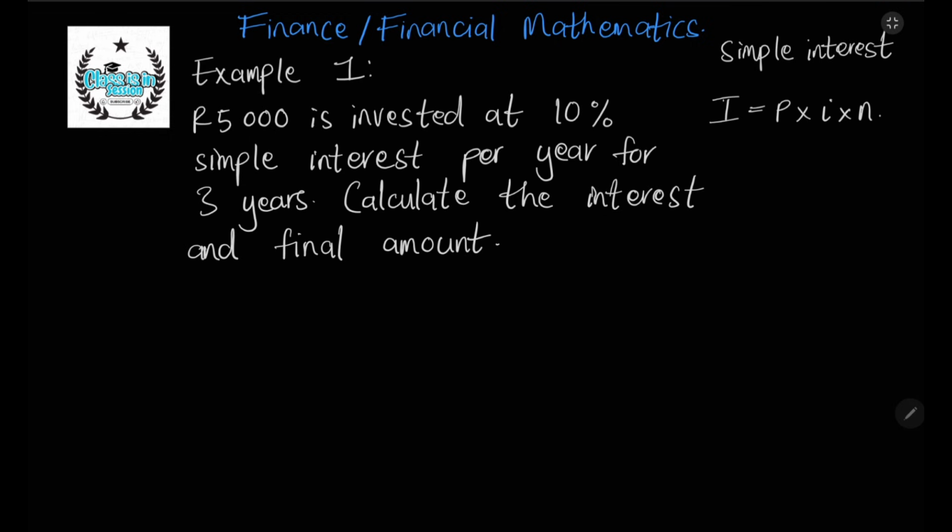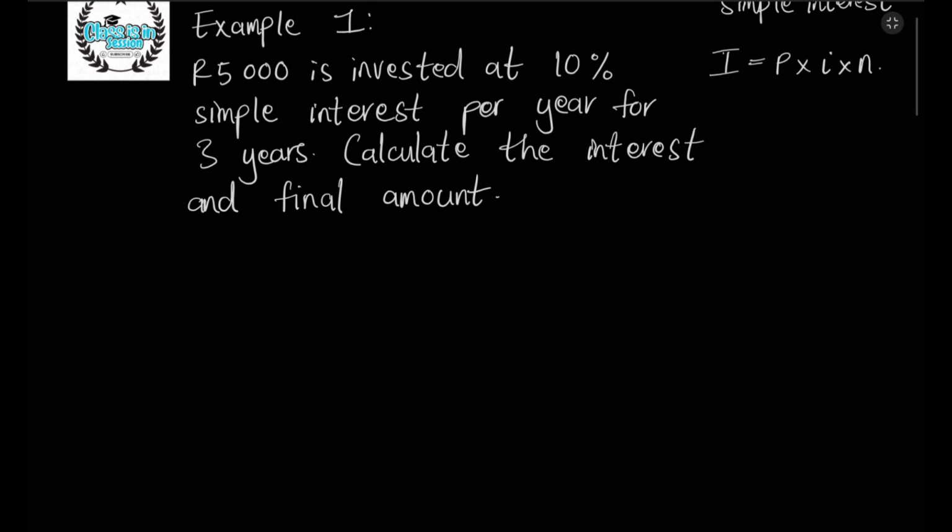Let's try the first example. 5,000 Rand is invested at 10% simple interest per year for 3 years. Calculate the interest and the final amount. What is the first step? I'll write down the steps for you guys. Let's say step 1, because this will be part of your notebook, right? Step 1, identify the values.